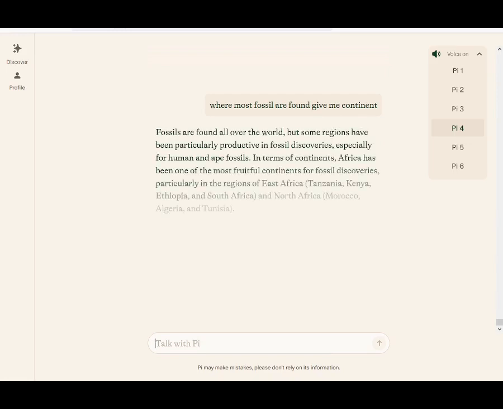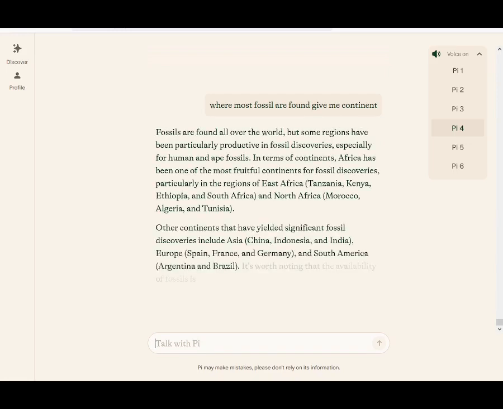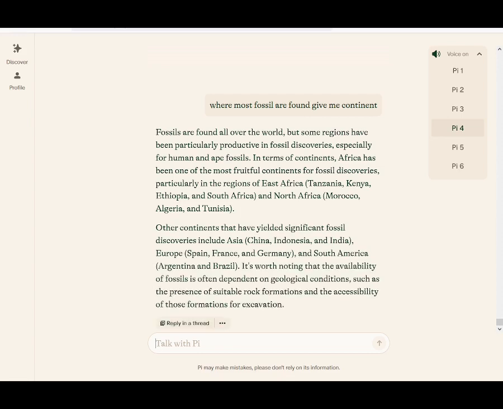Fossils are found all over the world, but some regions have been particularly productive in fossil discoveries, especially for human and ape fossils. In terms of continents, Africa has been one of the most fruitful continents for fossil discoveries, particularly in the regions of East Africa, Tanzania, Kenya, Ethiopia, and South Africa, and North Africa, Morocco, Algeria, and Tunisia. Other continents that have yielded significant fossil discoveries include Asia, China, Indonesia, and India, Europe, Spain, France, and Germany, and South America, Argentina, and Brazil.